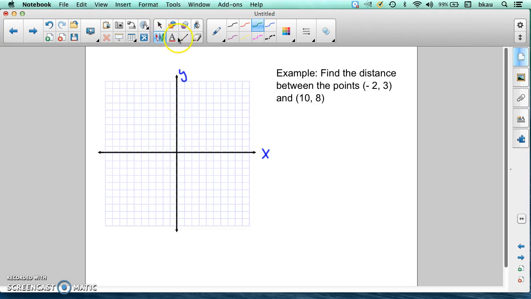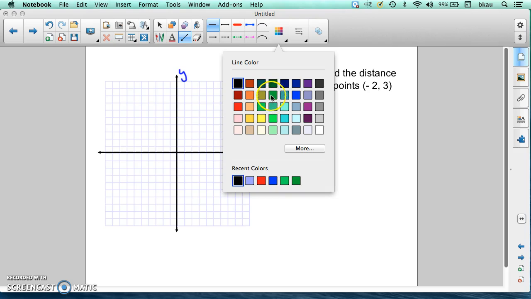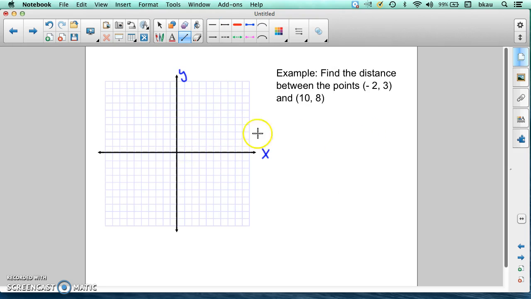Let's see, I'm going to draw a line that is a different color. Okay, so -2, 3 is right here, and that line is going to go to 10, 8. 10 is all the way over, 8 is right here. So we're looking for that distance. This is going to be our d value in the formula.